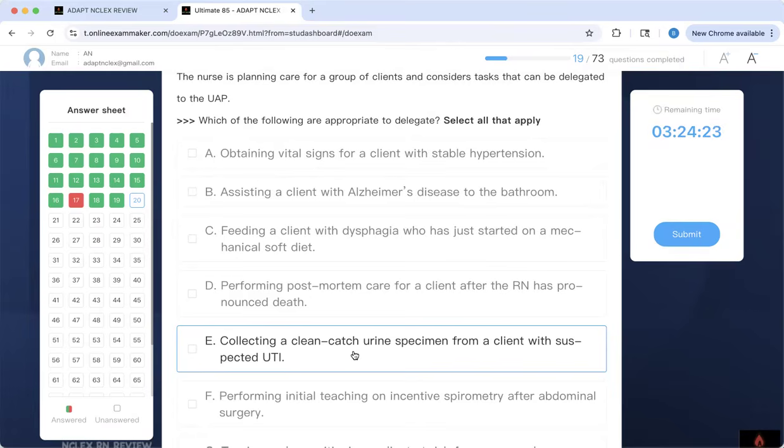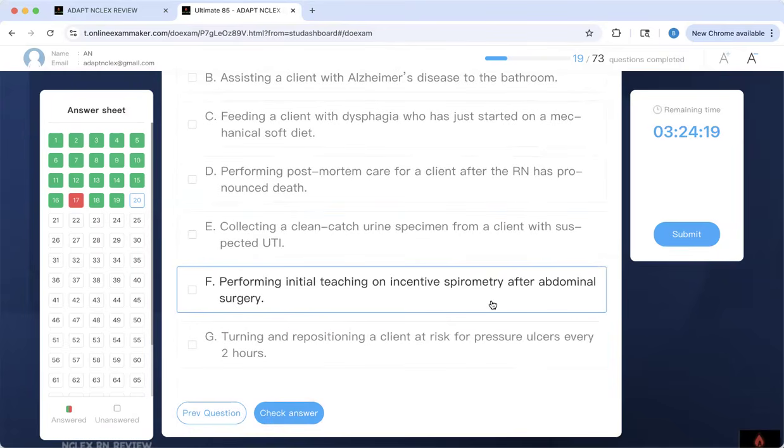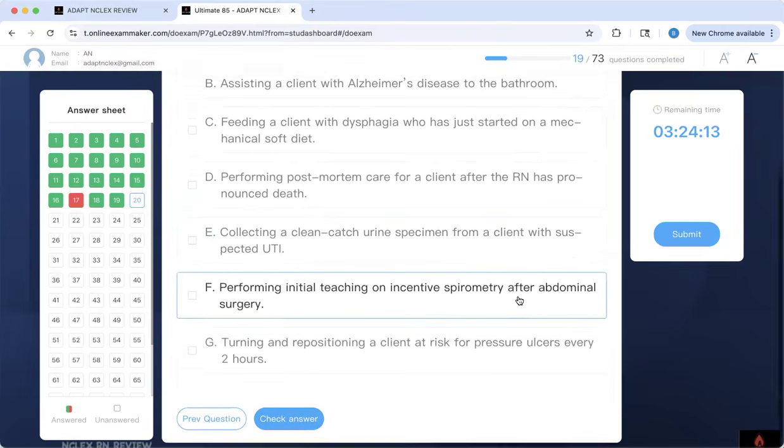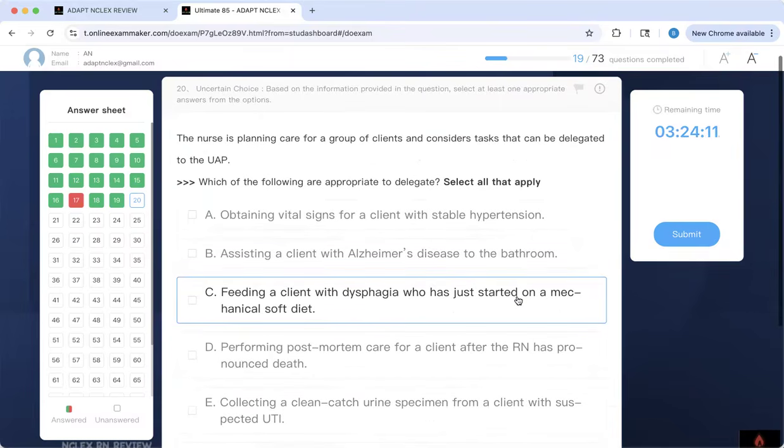Collecting a clean catch urine specimen from a client with suspected UTI. Performing initial teaching on incentive spirometer after abdominal surgery. Turning and repositioning the client at risk of pressure injury every 2 hours. A bunch of answers. It does not matter how many they give you. This is just standard select all that apply. Who do you delegate to UAP? The principle, somebody who does not require thinking, simple.